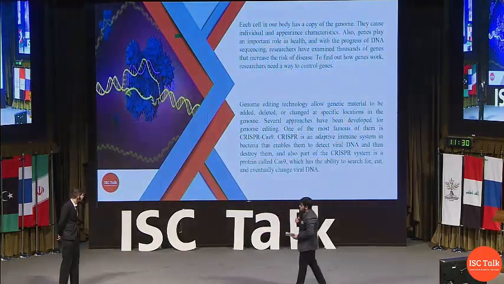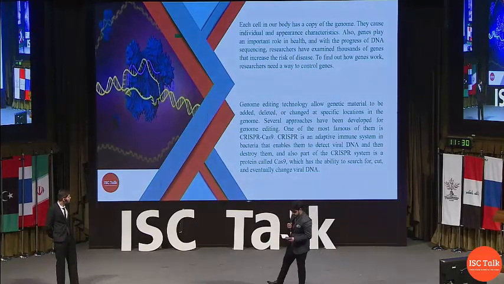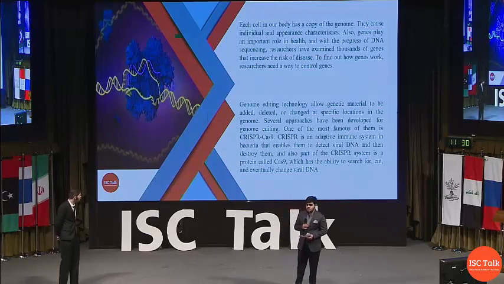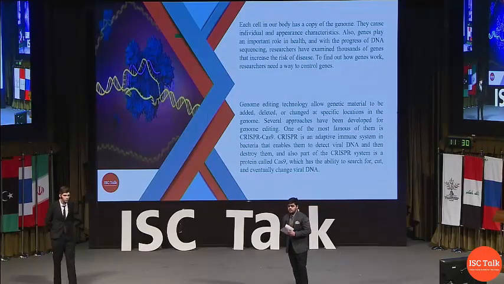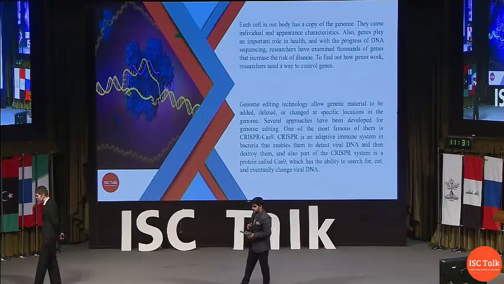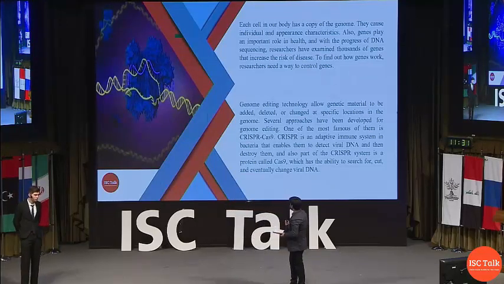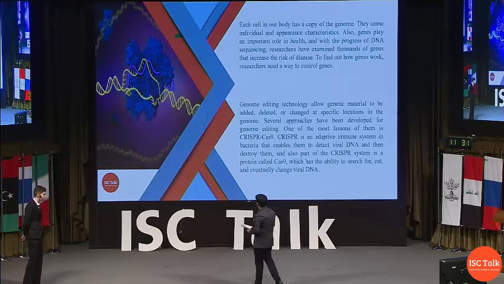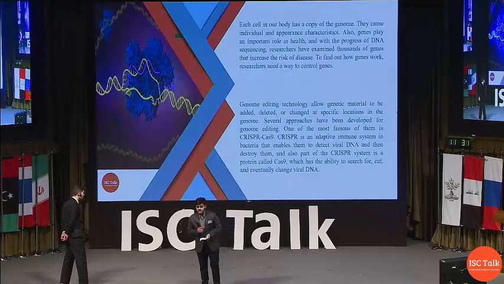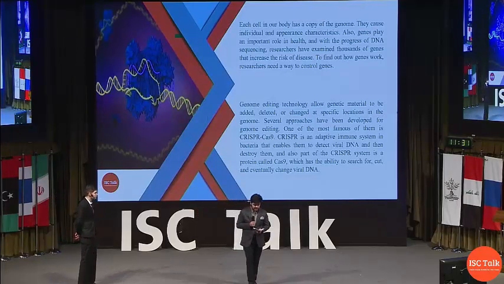Each cell in our body has a copy of the genome, so it can cut the DNA and re-edit it. With diseases, researchers have examined thousands of genes that increase the risk of disease, so they can be recognized and replaced with other genetics to help improve them.